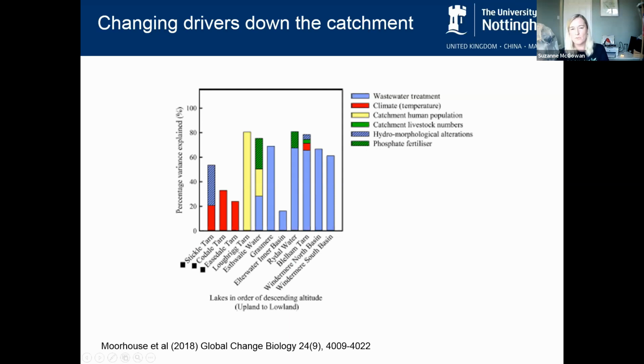But what we're finding is it's not just the number of houses that make a difference. It's the way that the wastewater is treated as well. So as you change the types of treatment.